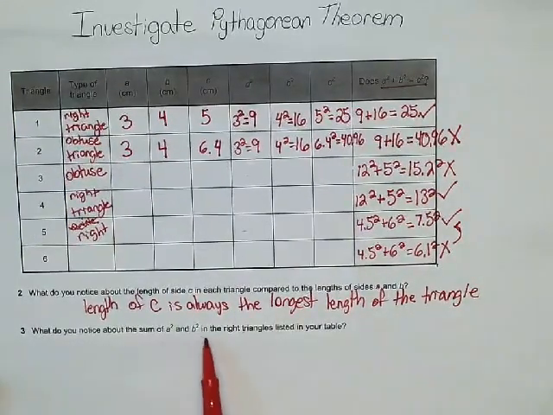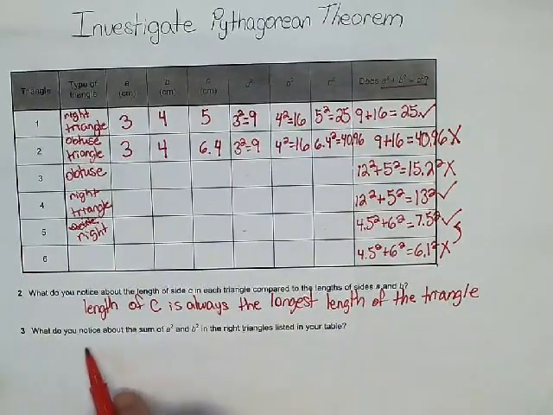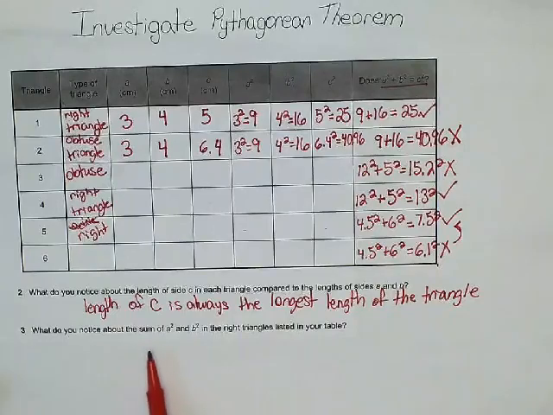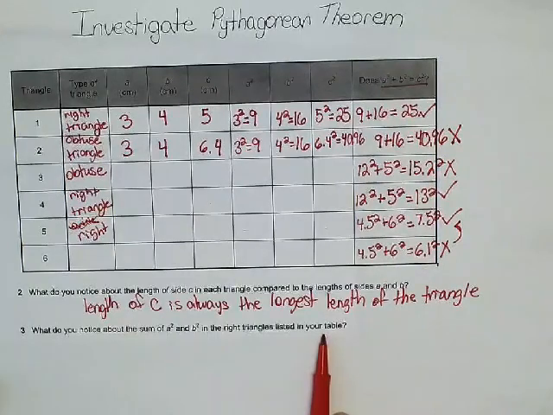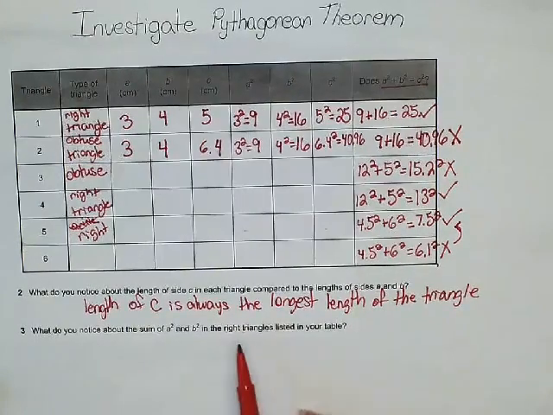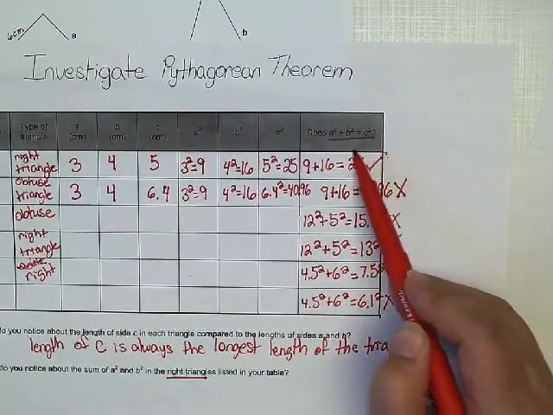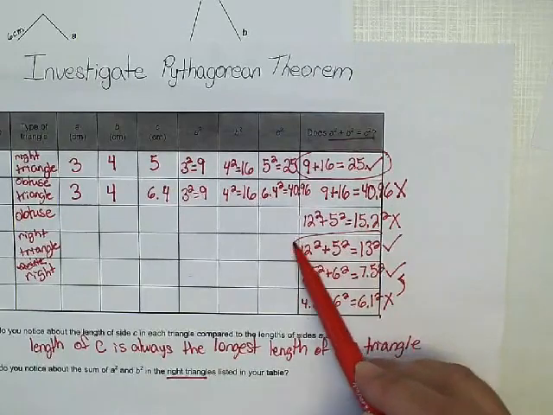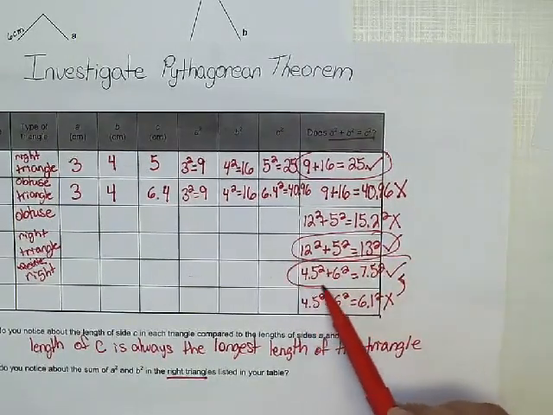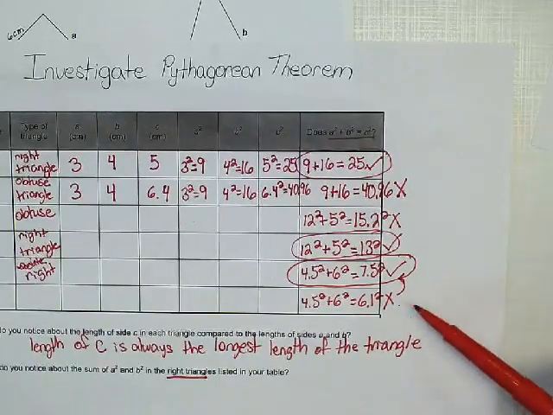And what did you notice about the sum in a right triangle? Go ahead and write your answer to that. What do you notice about the sum of a squared plus b squared in the right triangle listed in your table? So what you should have noticed is that if it is a right triangle, a squared plus b squared equals c squared would have equaled each other. And that was obvious by these right here. Now, if it didn't equal each other, then they're definitely not right triangles.